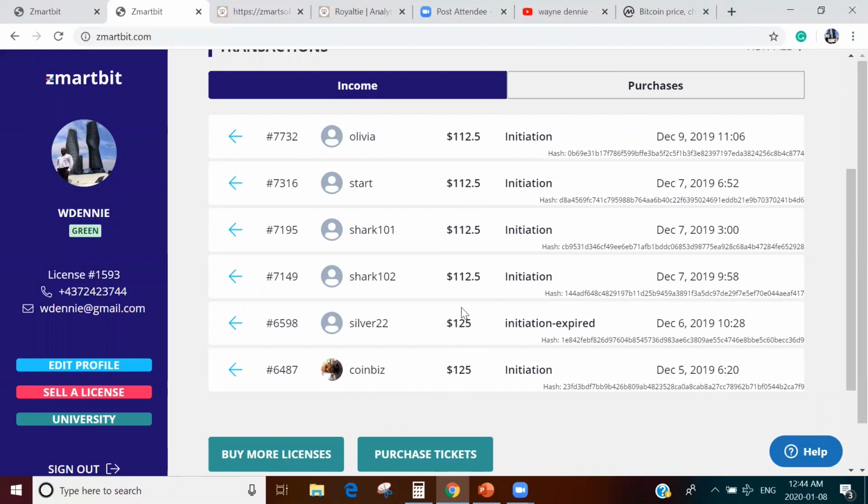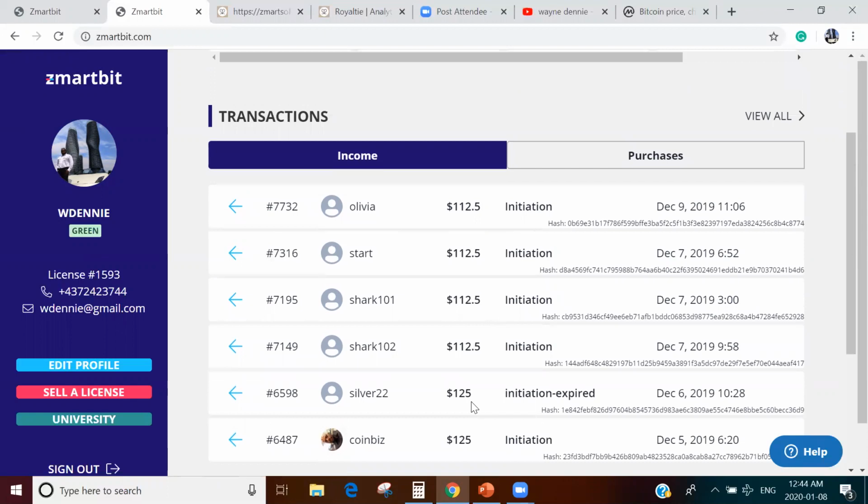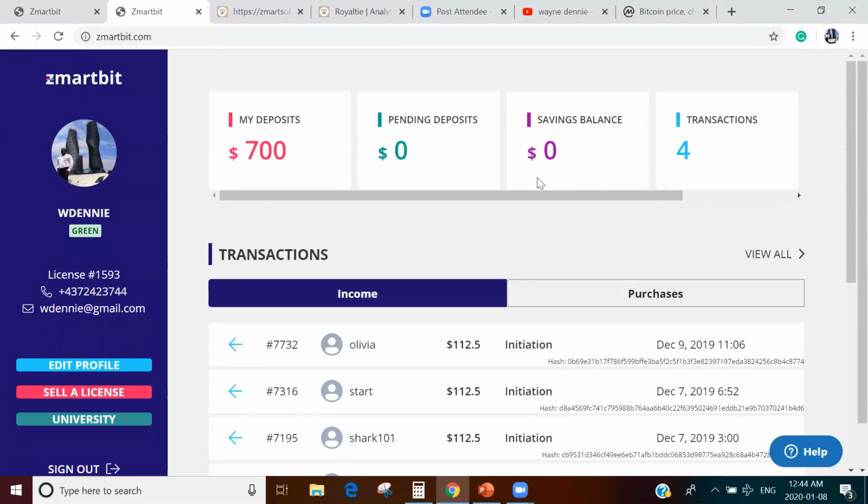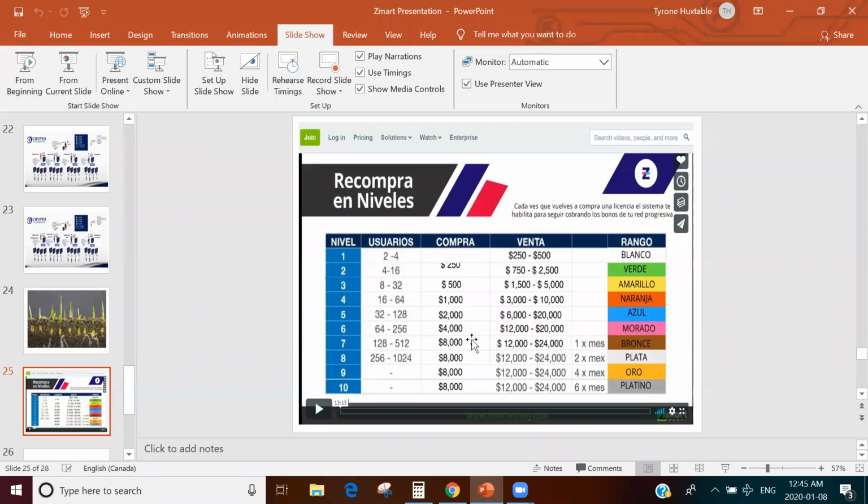Now, the difference between these two, like 125 and 112: what the company does after the first two initial payments that you receive in terms of commission, it saves the difference in your savings balance. Okay, so you would see it showing up in your savings. And this is to help you to upgrade to the next level. In this case, this is green. All right, so it moved from white to green. And I'm just going to show you here on this chart exactly what that means.